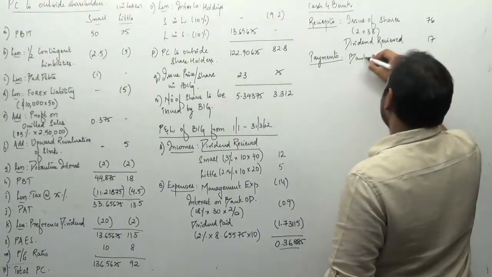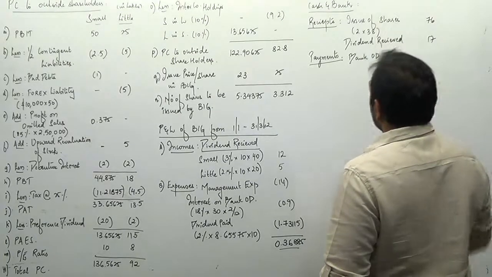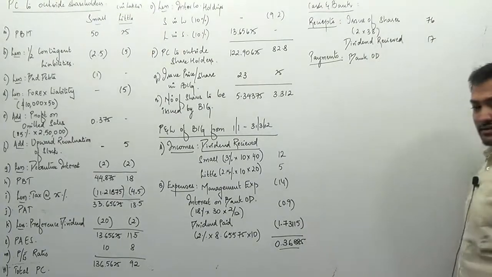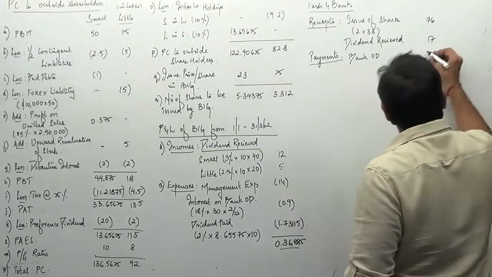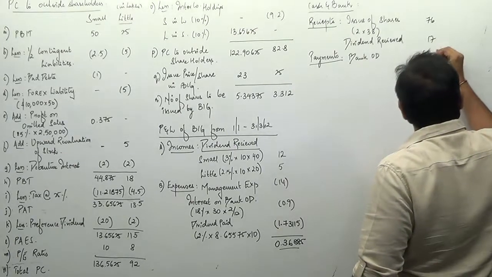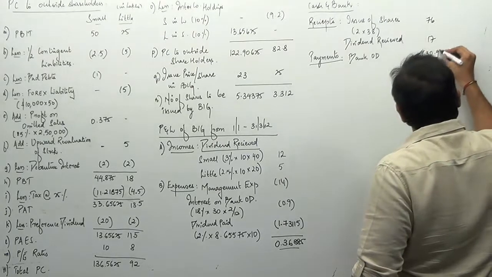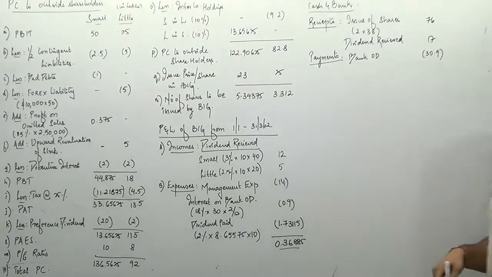Payments, bank OD repaid. How much was bank OD? 30 lakhs. Repaid along with an interest of 0.9. So this is 30.9. Don't again write preliminary expenses and management expenses. Unnecessary. Because this 30 includes those expenses. So 30.9 is the bank OD repaid.